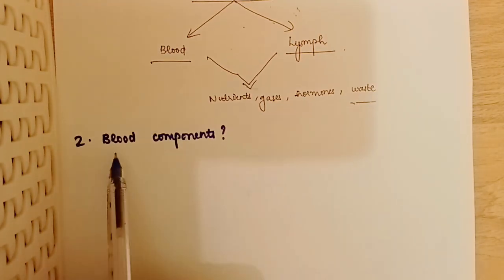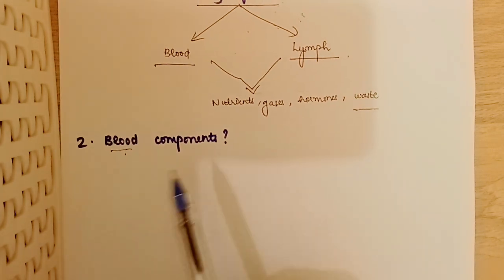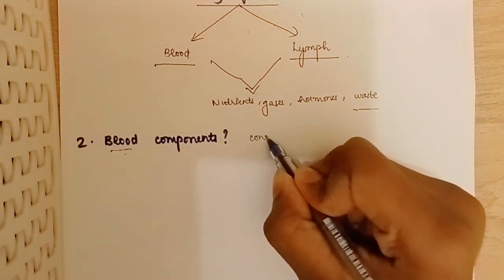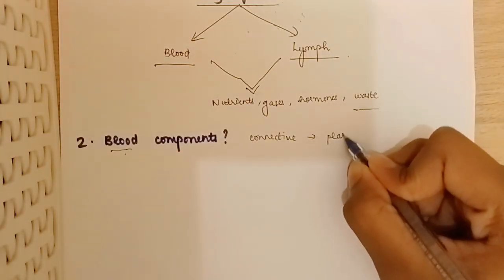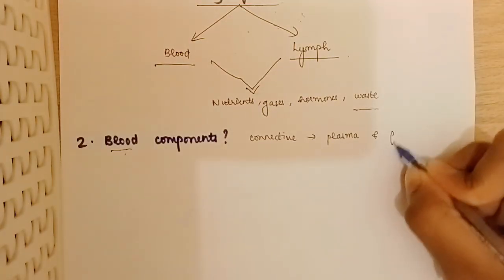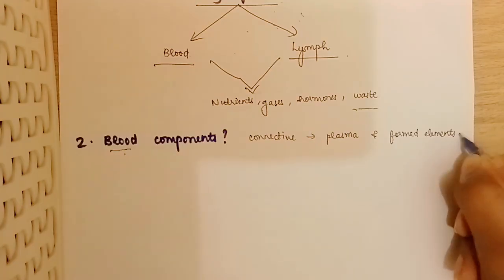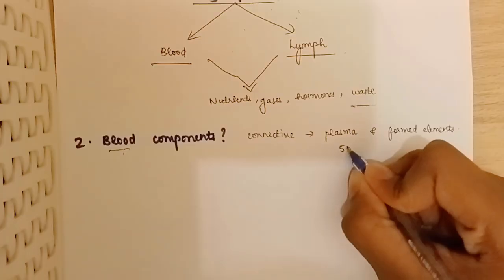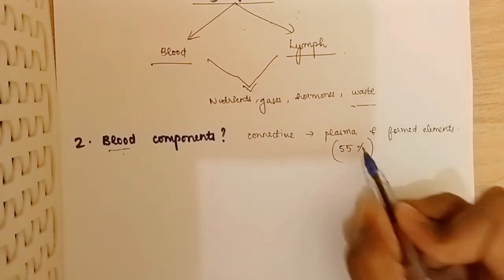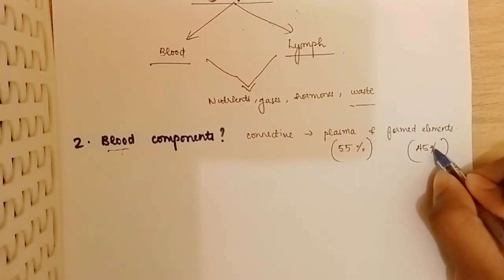Now we will be looking at blood. Now, blood has various components. And what are the components? So firstly, blood is a connective tissue made up of plasma and formed elements. Now, in the blood, 55% of the components are plasma and 45% are the formed elements.